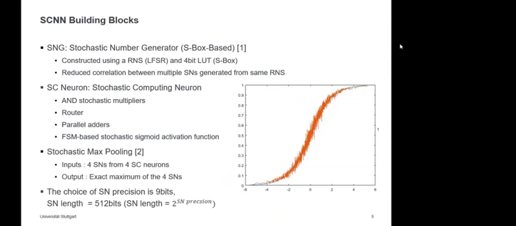The choice of stochastic number precision is 9 bits. This means all the trained weights and the input pixels are all represented as 512 bits.